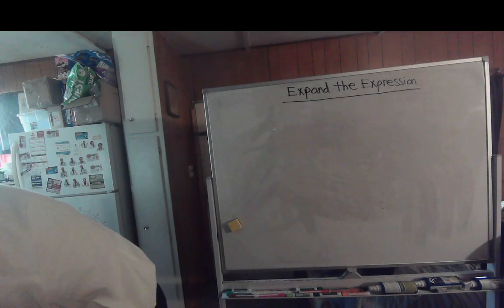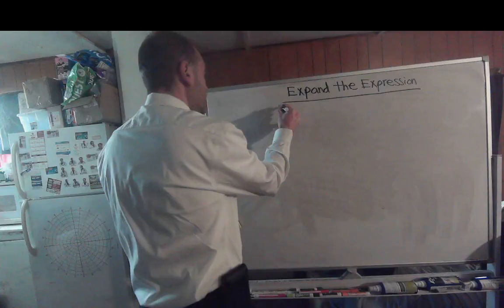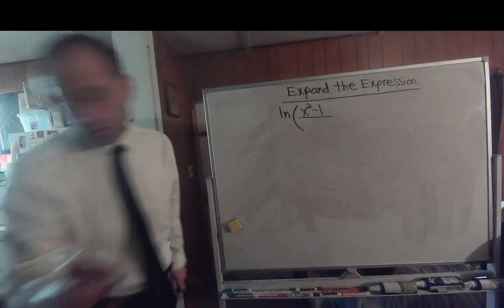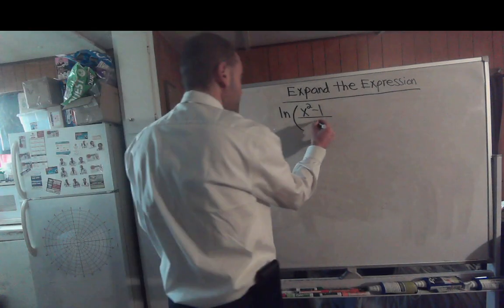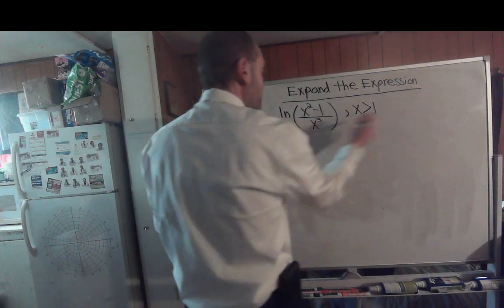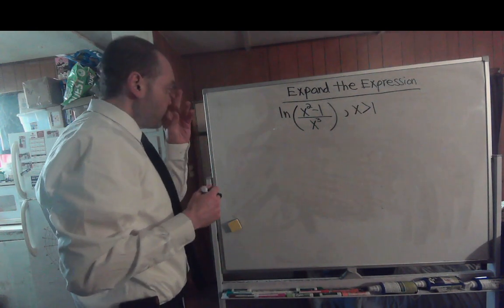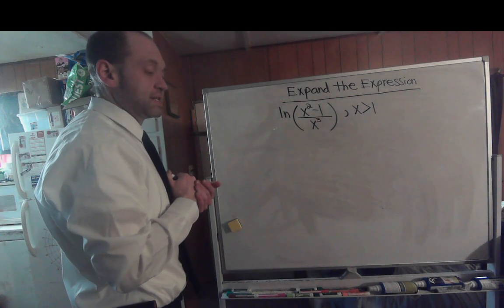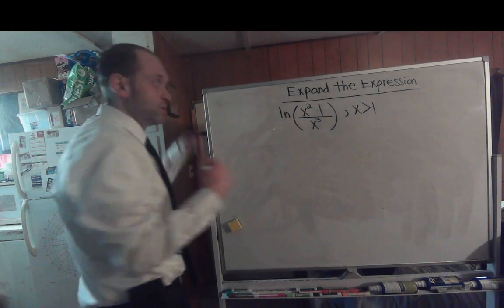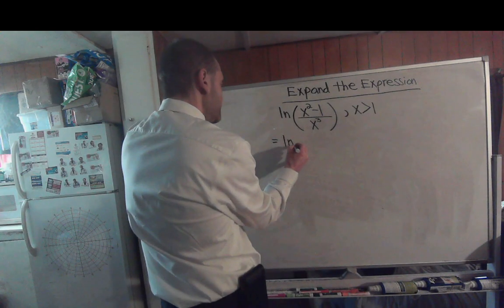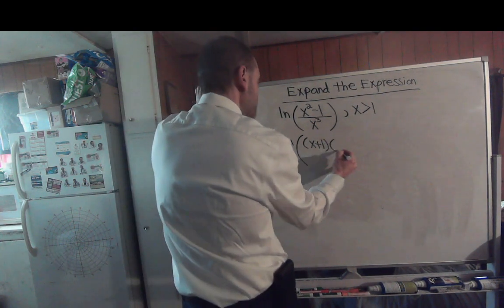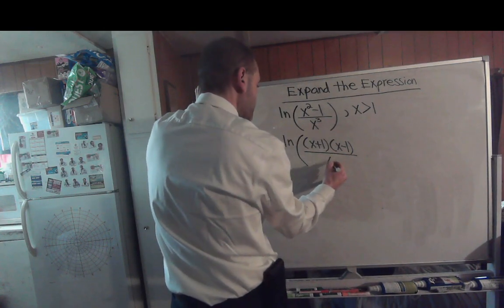Got two more expandings. Okay, so we have the natural log of x squared minus 1 all over x to the third. They also give you in this case that x is greater than 1 just so you don't end up with a 0 inside your logarithm. Well, there's a couple things we got to discuss here. First of all, we can factor x squared minus 1, right? Because the goal is to expand this. This would actually turn into the natural log of the quantity of x plus 1 times x minus 1, still all over x to the third.